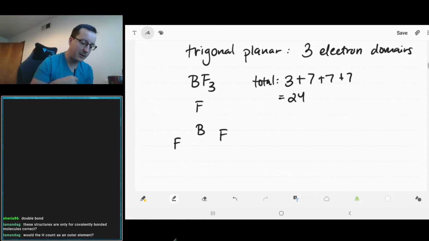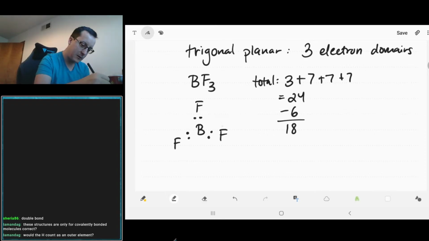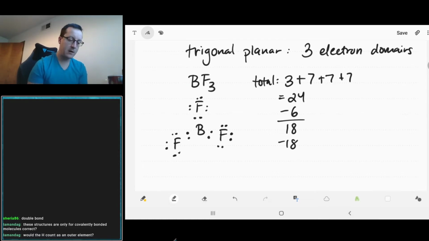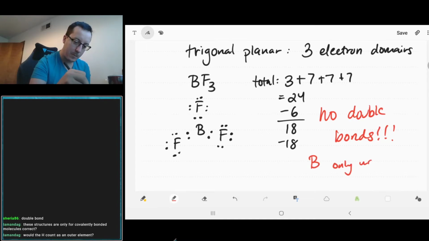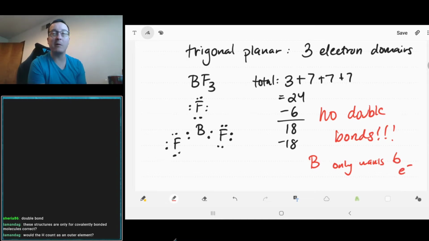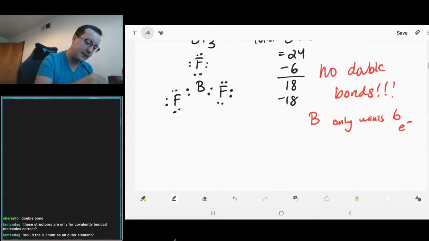I guess I've given you a hint. Oh, well, it's going to be trigonal planar anyway. So we've used 6, we have 18 left. Here we go, lone pairs. Okay, we've used all of them, no double bonds. Remember, boron only wants 6 electrons. Remember, boron is one of our exceptions. So we're going to see that this molecule will just have 6 electrons on boron.